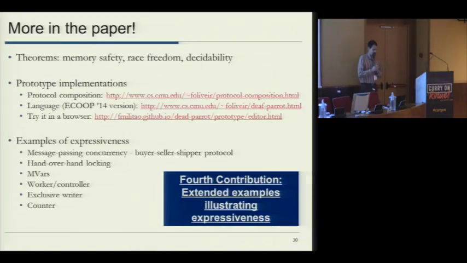on. So there's more in the paper. There are theorems for memory safety, race freedom, and decidability of the checking system. We have prototype implementations of the protocol composition, as well as the base language. This is actually without concurrency. This is from the previous eCoop version. But the protocol composition is kind of the tricky new bits, and so we implemented that again. You can try it in a browser if you want to try it out. But I also encourage you to look at the paper. We have a nice example of message passing concurrency that's expressed through this system. Some other idioms like hand-over-hand locking and so on. So it's actually pretty expressive.